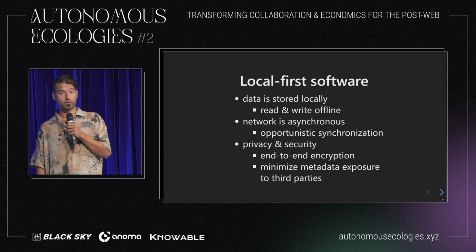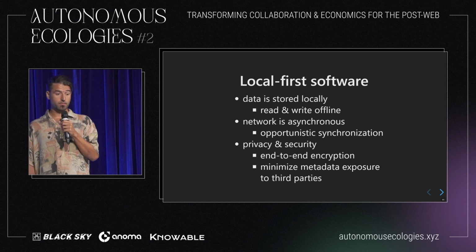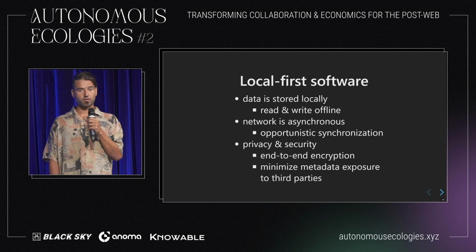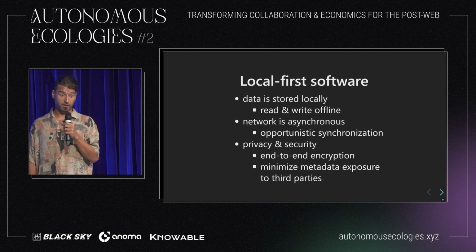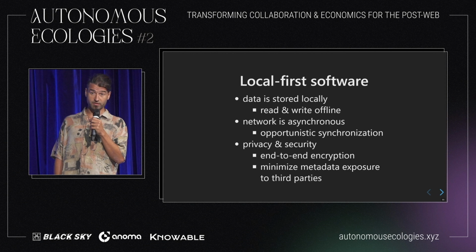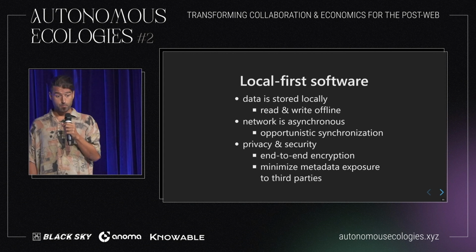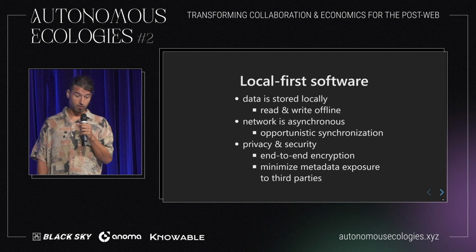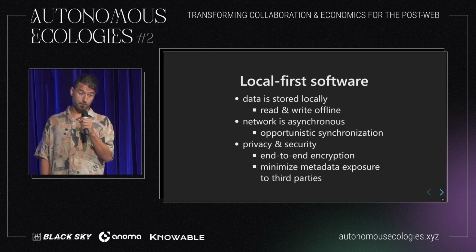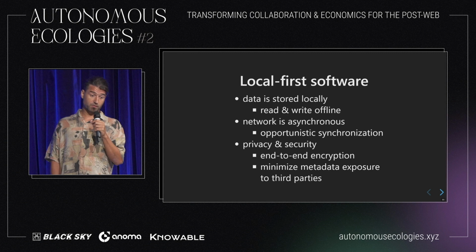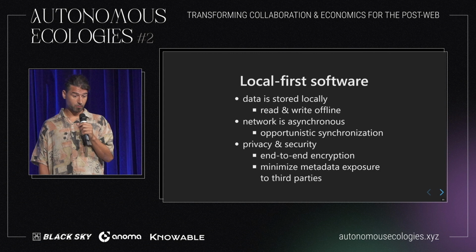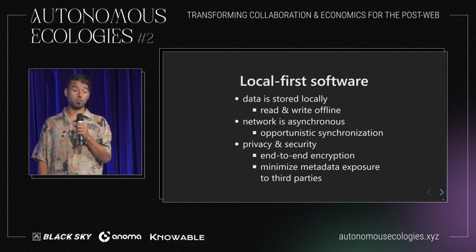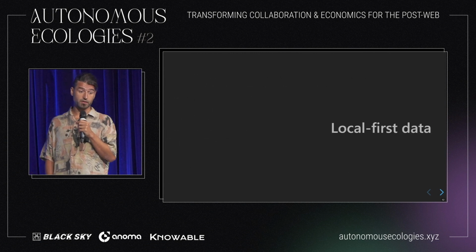So in local first software, data is stored locally on the user's computer such that data can be read and written even offline, and the network is asynchronous, and there's an opportunistic synchronization protocol that is available to synchronize data. And in terms of privacy and security, end-to-end encryption is a requirement for such software, and minimizing metadata exposure to third parties.